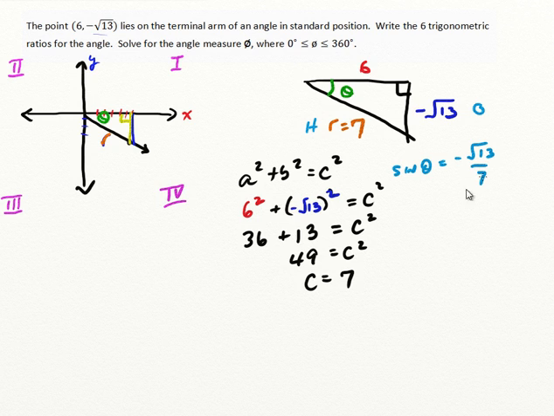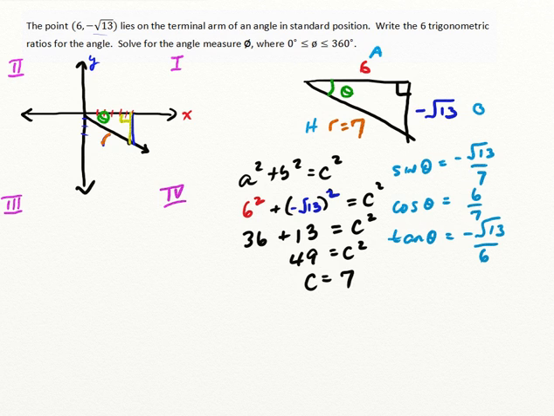The cosine of theta is adjacent over hypotenuse, so it is 6/7, and notice that that is positive. The tangent of theta is the opposite over the adjacent, so negative root 13 over 6. And there's the tangent ratio.